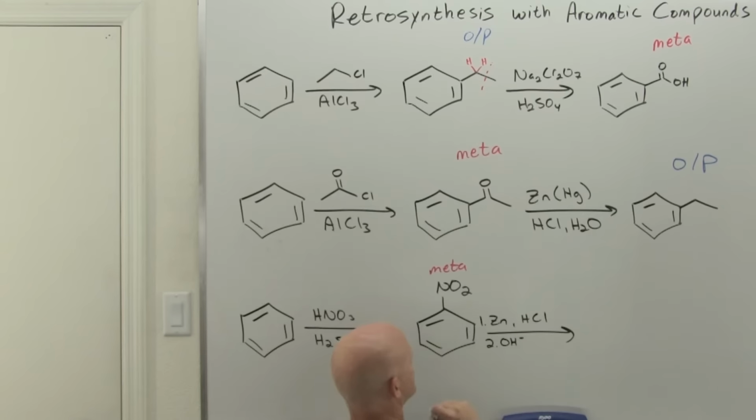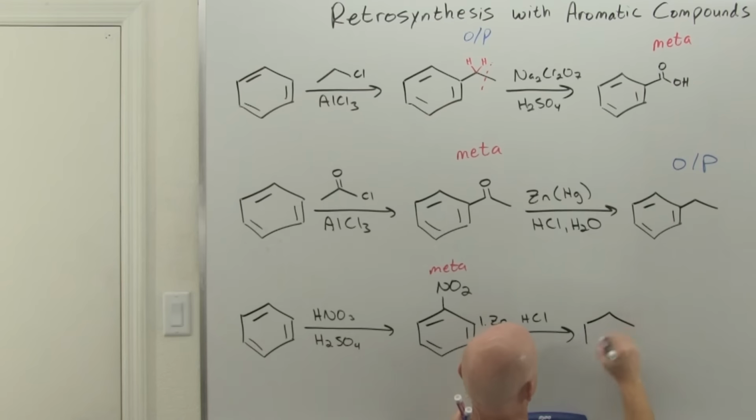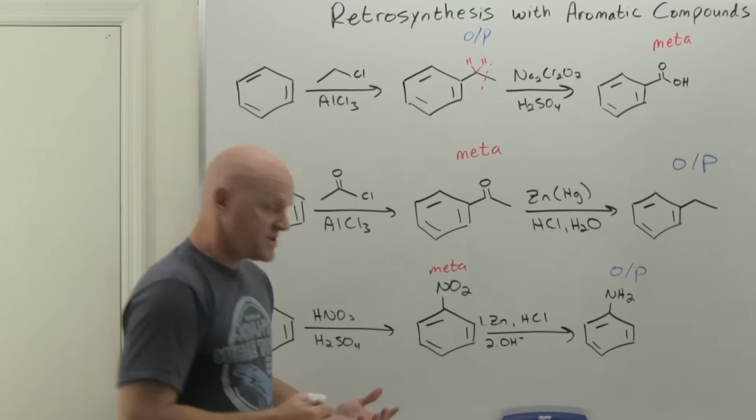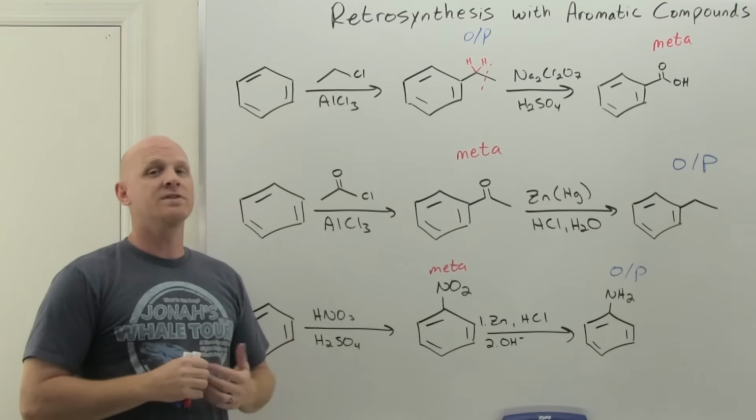followed by hydroxide to neutralize. And you could reduce that nitro group to an amine, in this case making aniline. And now that would be an ortho para director. And so the question is, you've got options of when you want to do your EAS reaction.